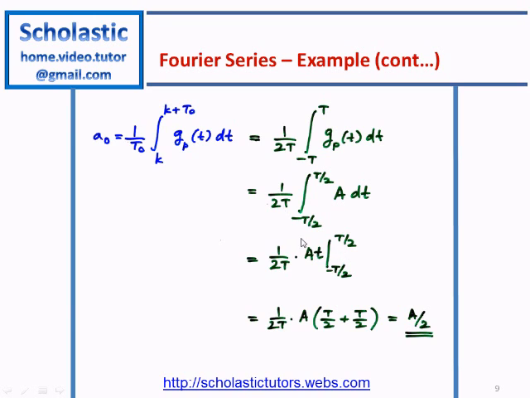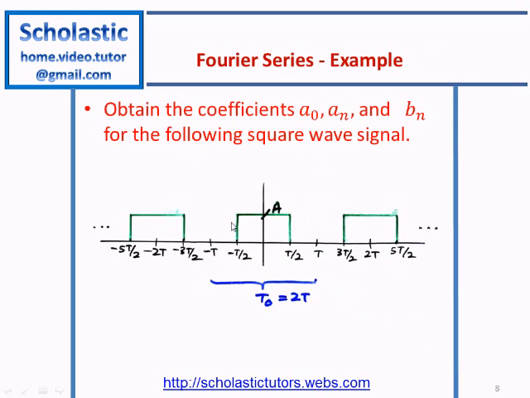With 1 over 2T as the coefficient here. And now we simplify by substituting T by 2 here. T by 2 minus minus T by 2 becomes T by 2 plus T by 2. And then we can simplify to get the answer for the average. This a0 is called the average value of this function, which is equal to A by 2. This function has an average value here, A by 2.